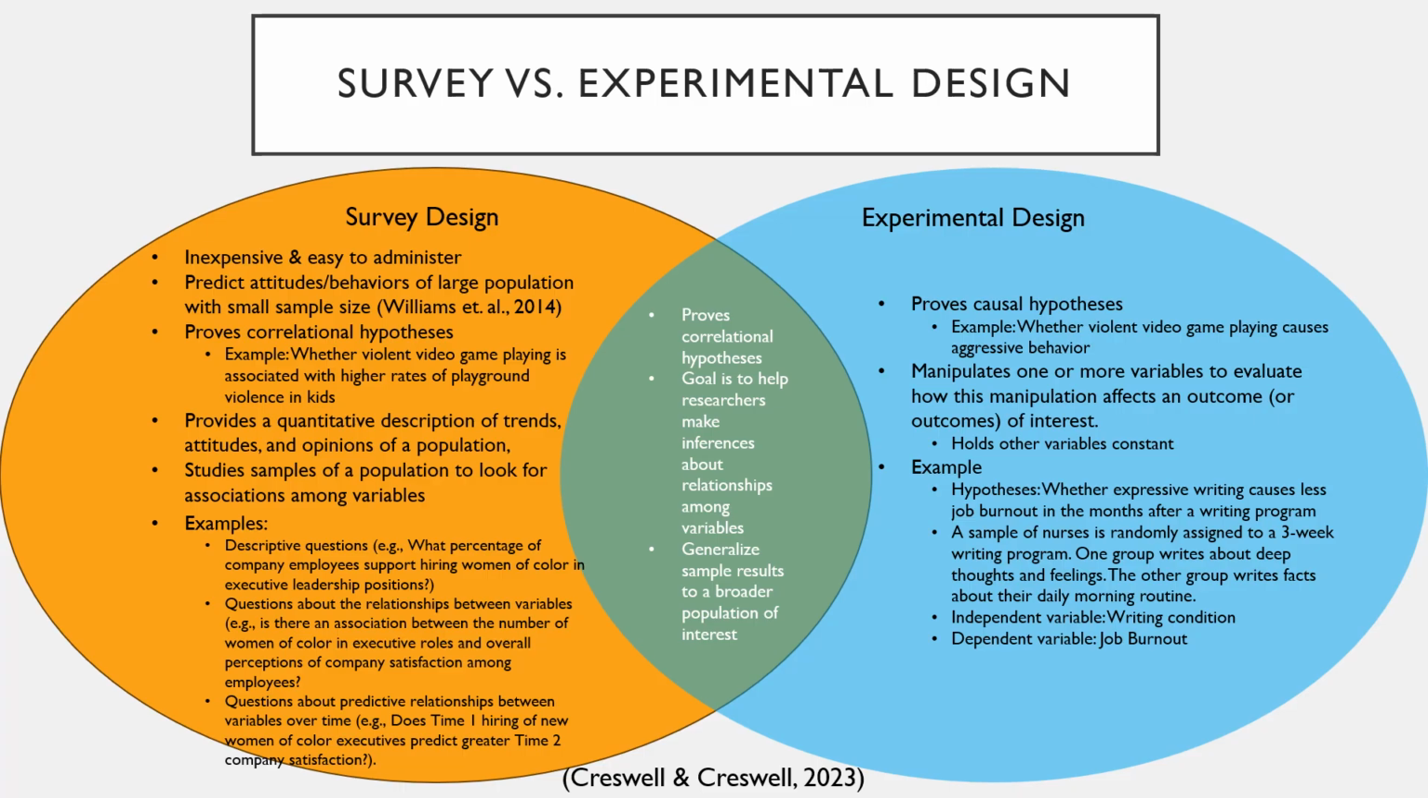And then an example of some experimental designs. For example, you have your hypotheses, whether expressive writing causes less job burnout in the months after a writing program. Then you would have, for example, a sample of nurses randomly assigned to a 3-week writing program. One group writes about deep thoughts and feelings, while the other group writes about facts about their daily routine. Your independent variable is your writing condition, and your dependent variable is your job burnout. And the experiment would then prove or disprove the hypotheses.